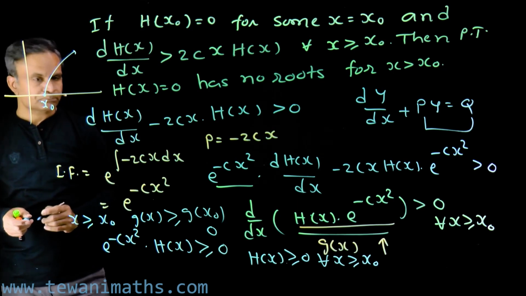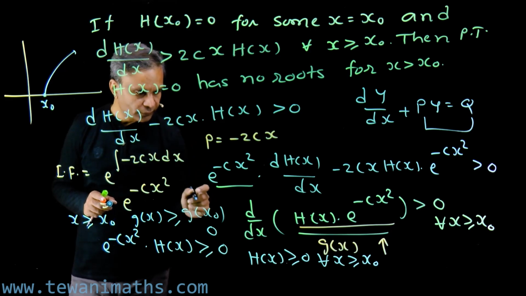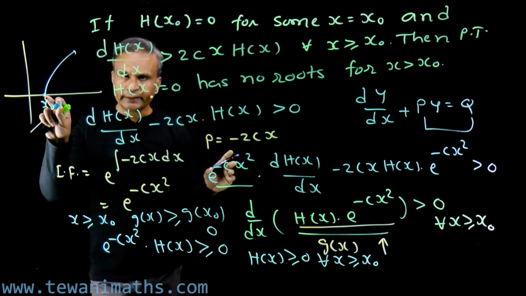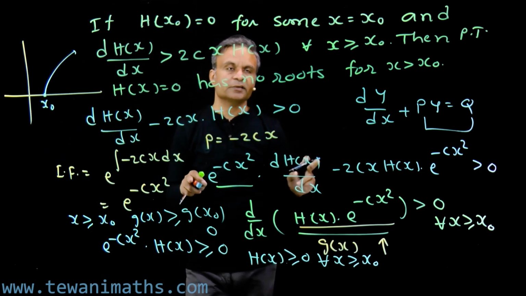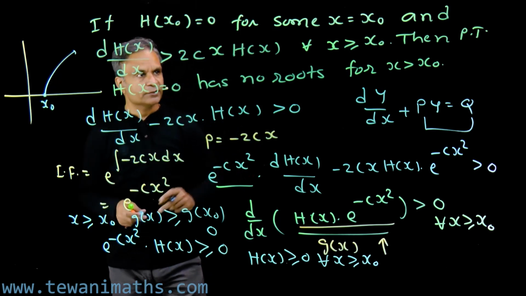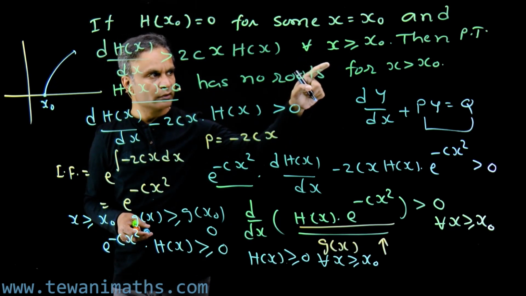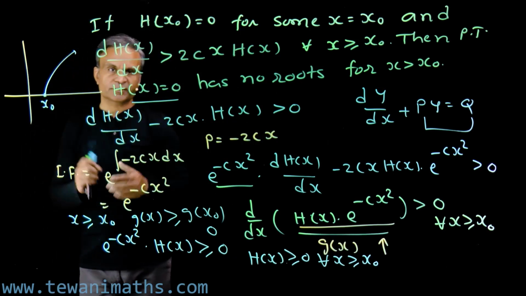That means after x₀, the graph of h(x) won't intersect the x-axis. इस पॉइंट के बाद h(x) का ग्राफ x एक्सिस को इंटरसेक्ट नहीं करेगा, h(x) हमेशा पॉजिटिव रहेगा. So this equation has no roots for x more than x₀. हो गया प्रूव? ठीक है. Let's take one more question.